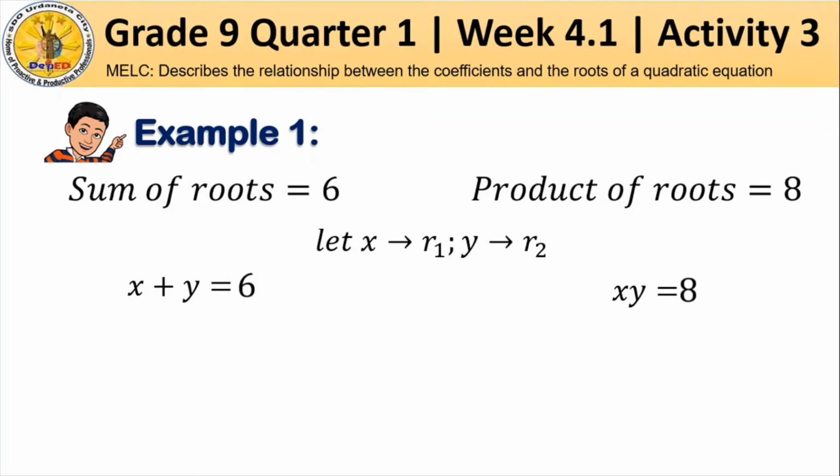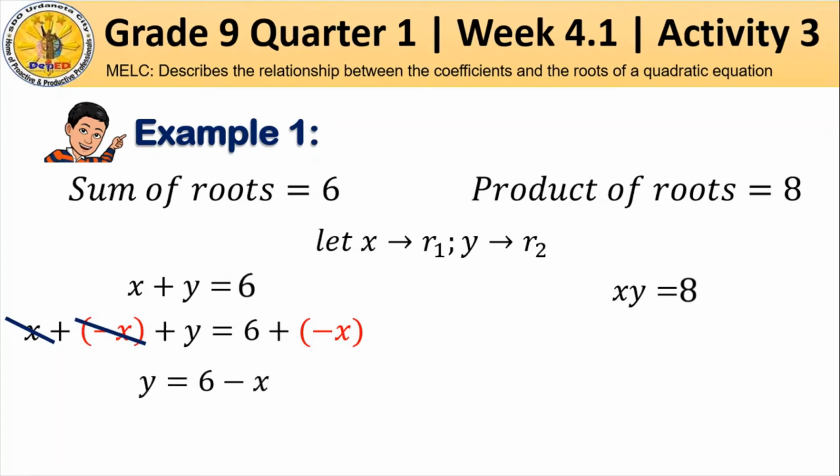Next, we are going to find the value of y in terms of x for our first equation. By the addition property of equality, we are going to add the additive inverse of x to both sides of the equation to eliminate x on the other side, leaving us y is equal to 6 minus x. Now, we will use this value to replace the value of y in our second equation.